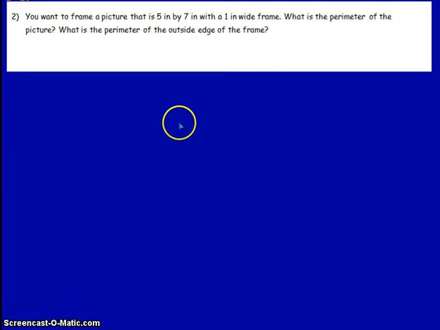Number 2, I'm going to let you try on your own. And because I'm going to let you try it on your own, I'm going to go ahead and give you the answer that you should be getting. You should be getting a perimeter of the picture, which is 24 inches, and the perimeter of the outside edge of the frame, which is 32 inches.